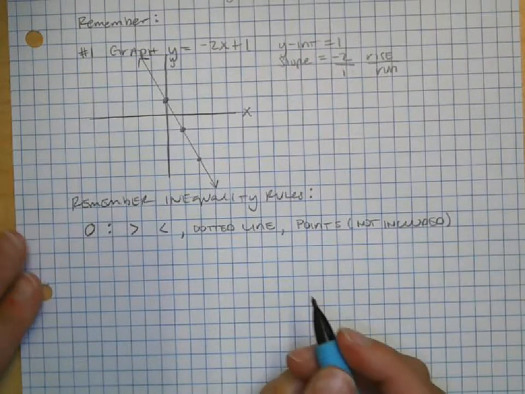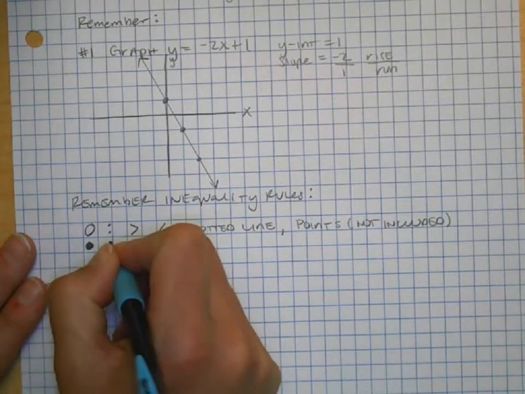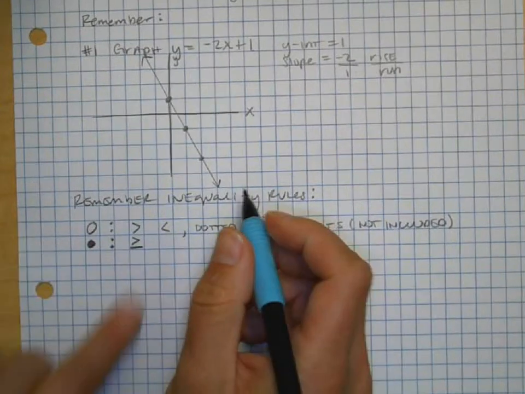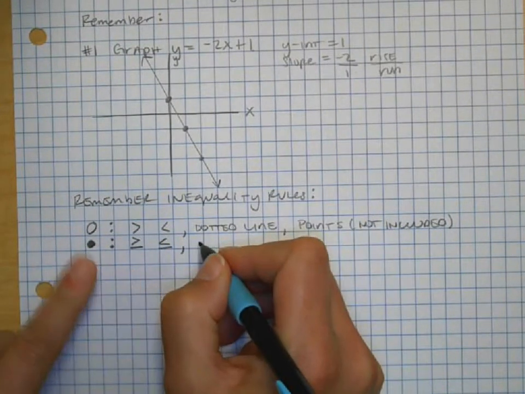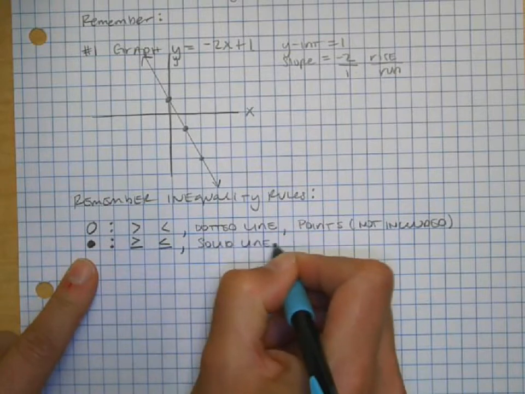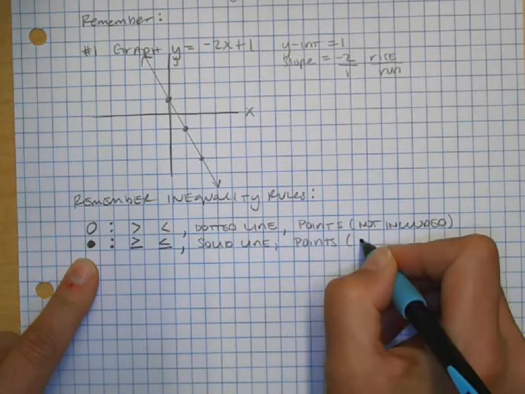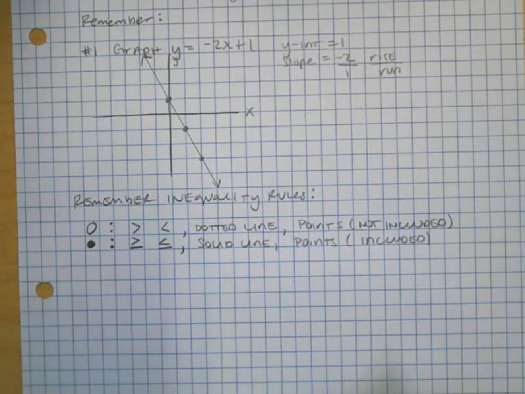Okay. If you have a solid circle, you are going to have the less than or equal to signs, with the equal to sign underneath it. Then this one's a solid dot, so it's a solid line. And your points are included on this one. So points included on these solid dots.